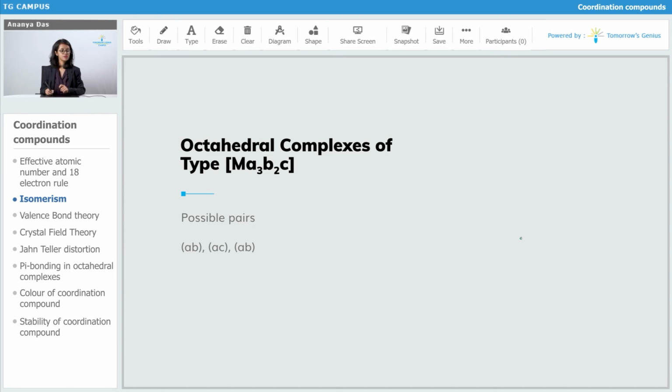This is the next possible pair. In this, A is trans to B, A is trans to C, A is trans to B. In this, the trans pair is getting repeated. So this is also optically inactive. So these were all of the 3 isomers possible or possible pairs in the type of the complex MA3B2C. So we have seen that none of them are optically active, all of them are optically inactive.